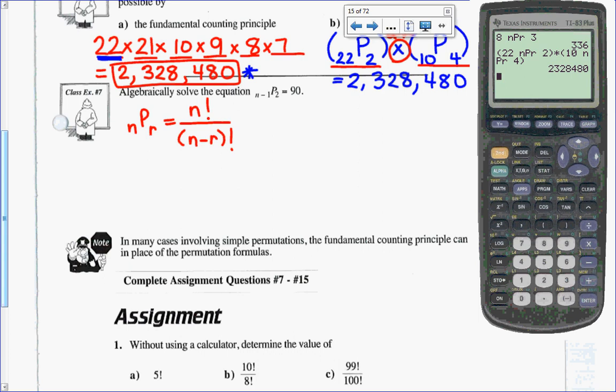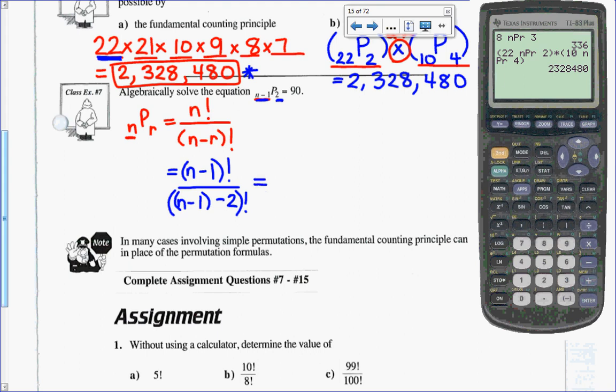Okay, so my n is how many things I'm arranging. Well, in this case, it's n minus 1 things that I'm arranging. So that's going to be my (n minus 1) factorial. Okay, and then on the bottom, it's that minus that, right? So I've got (n minus 1 minus 2) factorial. And I guess this would be in a bracket because it's all of that factorial.